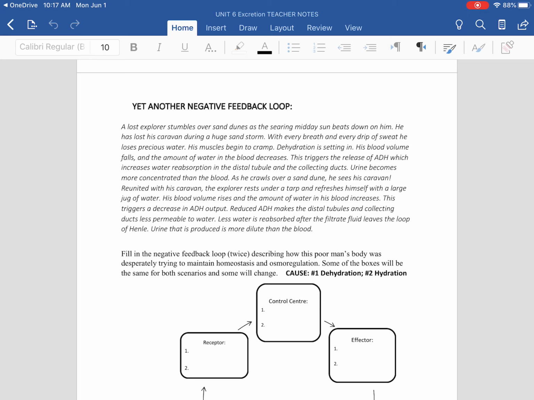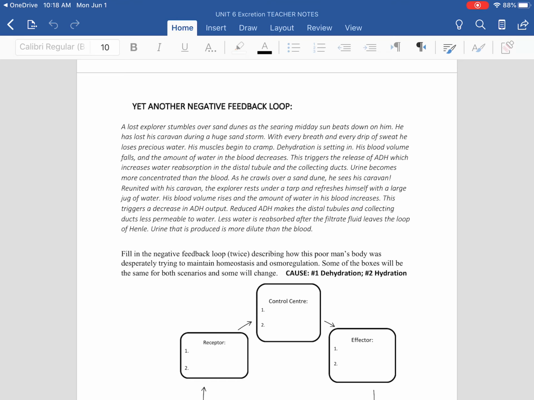A lost explorer stumbles over sand dunes as the searing midday sun beats down on him. He's lost his caravan during a huge sandstorm. With every breath and every drip of sweat, he loses precious water. His muscles begin to cramp. Dehydration is setting in. His blood volume falls and the amount of water in the blood decreases. This triggers the release of ADH, which increases water reabsorption in the distal tubule and the collecting ducts. Urine becomes more concentrated than the blood.